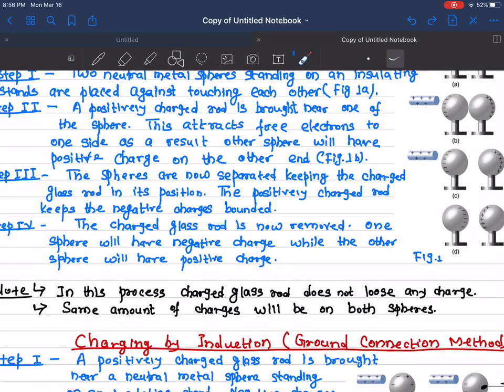And also keep in mind, in this process the glass rod does not lose any charge. It will have exactly the same amount of charge as it had, and the same amount of charge will be on both spheres.